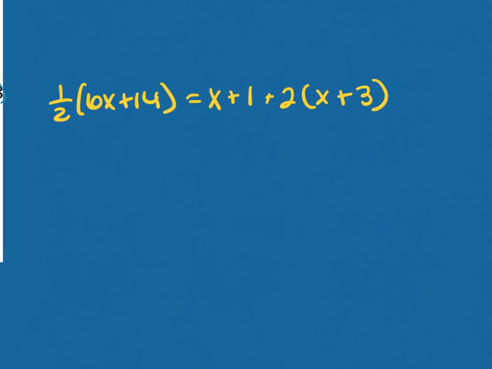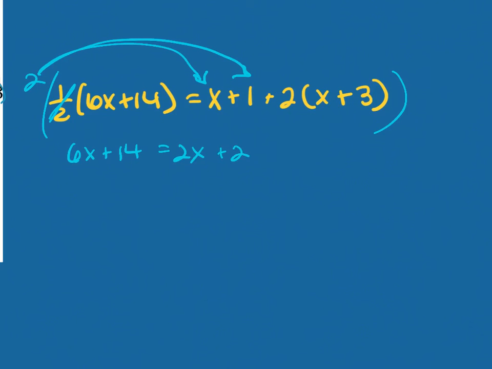Okay, so let's say we multiply everything by 2 to get rid of that fraction. It's gone from here, so I get 6x plus 14. The 2 goes to the x, so it's 2x. The 2 goes to the 1. That's where I made the mistake. Yep, there you go. And then 2 goes to the 2.